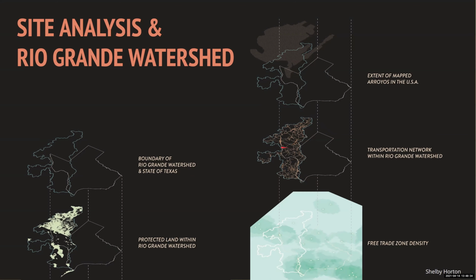And then for the second to last layer, we looked at the transportation networks, and there's a strong concentration near El Paso for interstates and roads, paved roads. And then lastly, we looked at the free trade zone density. So there's greater density in the south region of Texas and then the El Paso region. So we really wanted to focus on this Big Bend and Ojinaga region to bring eyes and commerce to the full border.